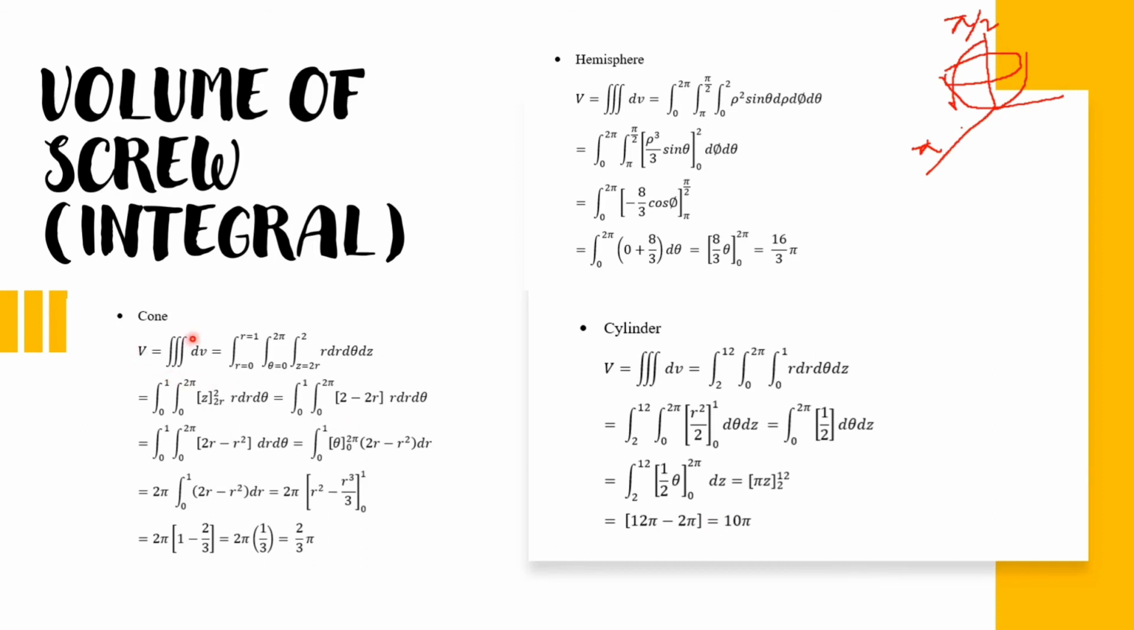So for the cone, the radius is 0 to 1, theta is 0 to 2 pi, and z is 2r to 2. This is because the radius of the cone is 1, and then the height is 2. So I got 2 over 1 times r. That's why I got z equals 2r.